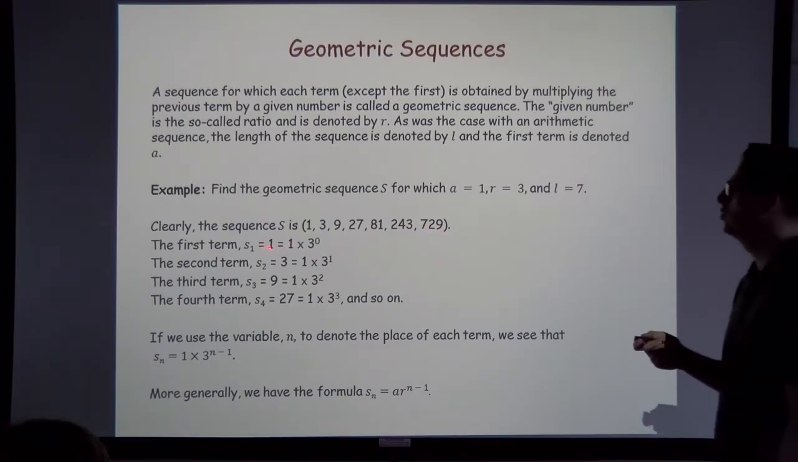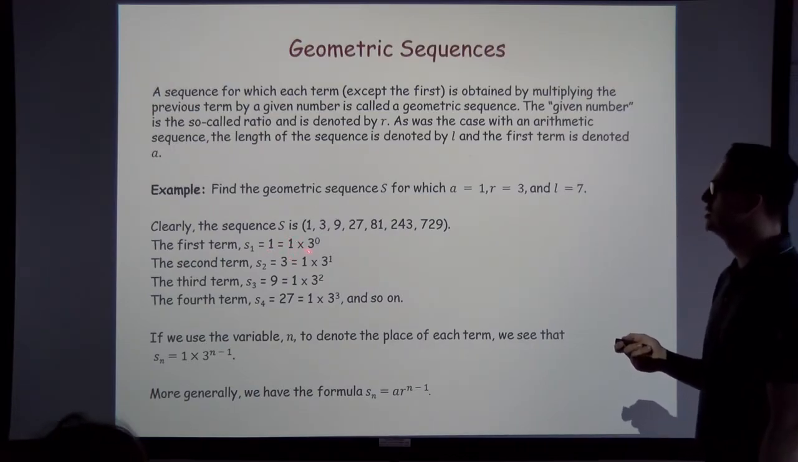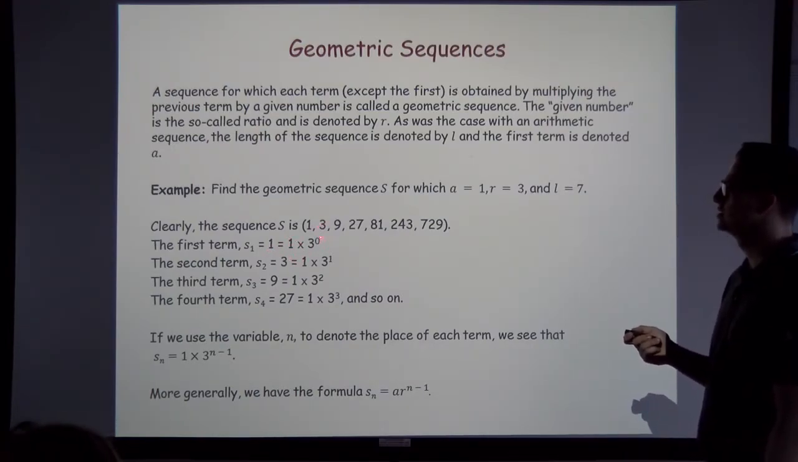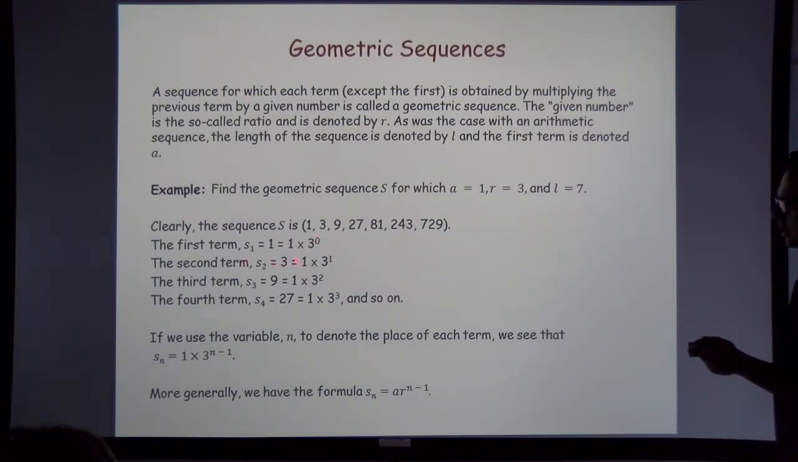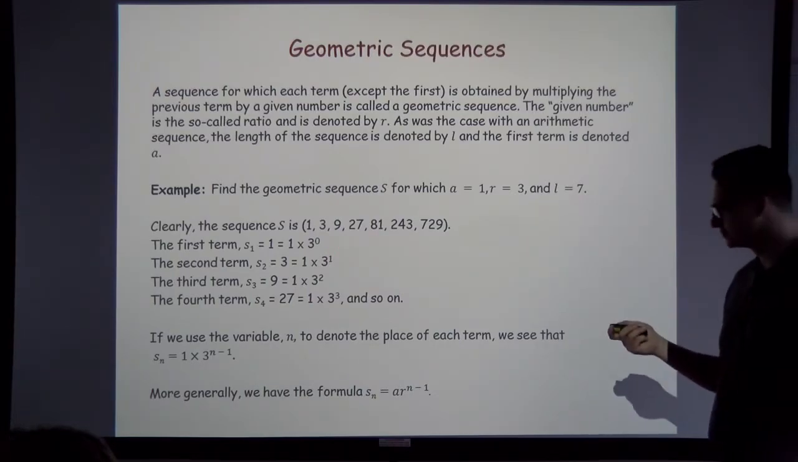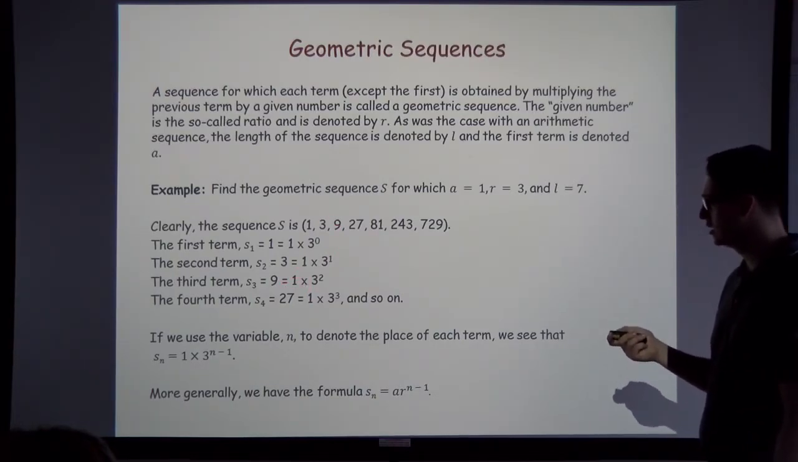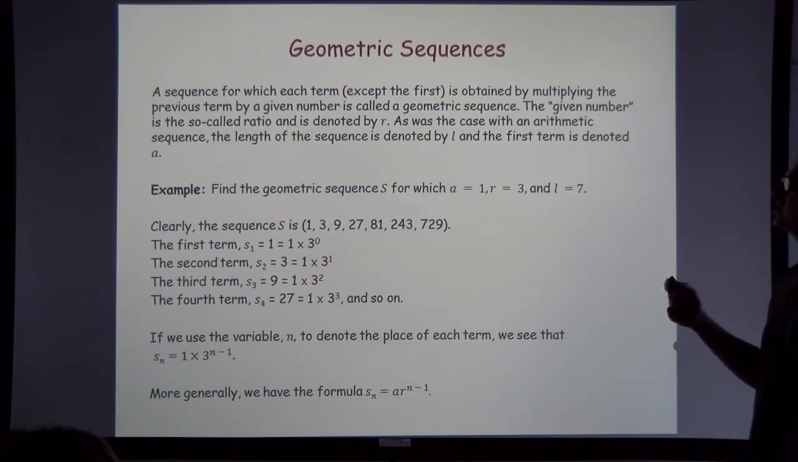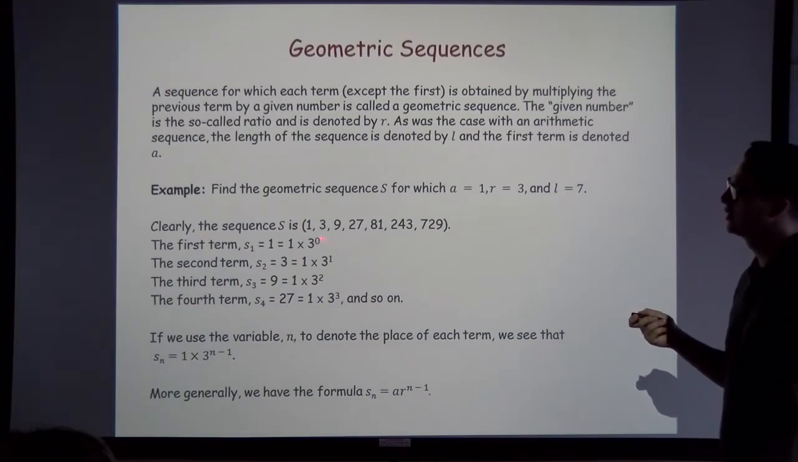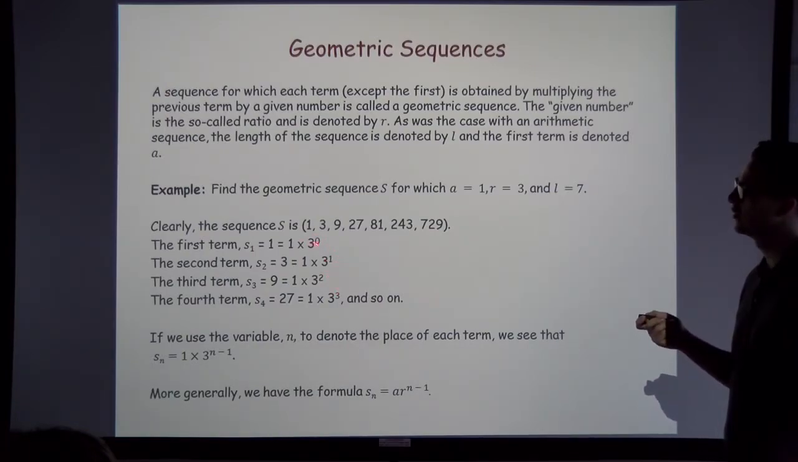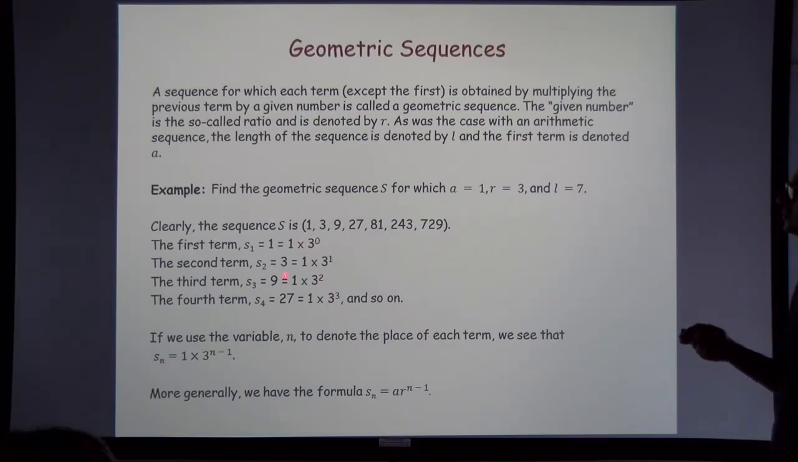Our first term, 1, is going to be 1 times 3 raised to the 0 power. Our second term, 3, we get from 1 times 3 raised to the first power. The third term, our 9, comes from 1 times 3 raised to the second power, and so on and so forth. So all we're doing is increasing the exponent on our r term, our 3.